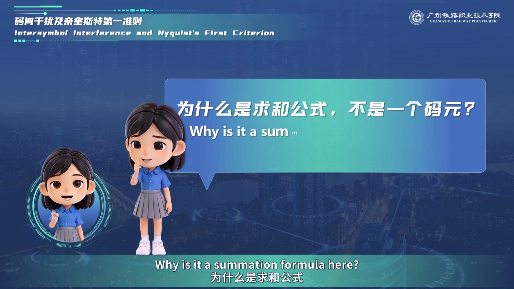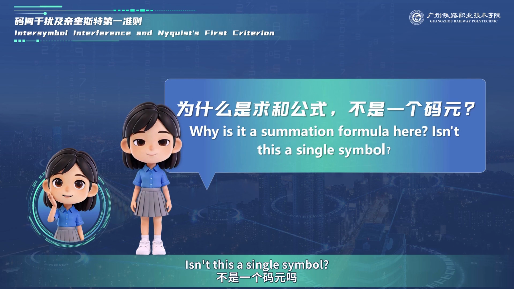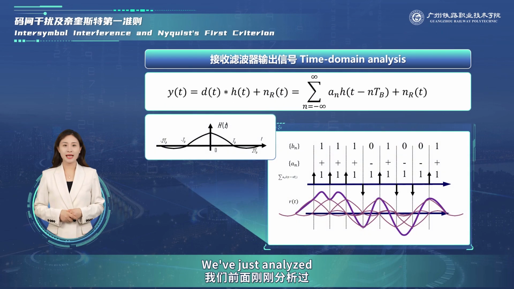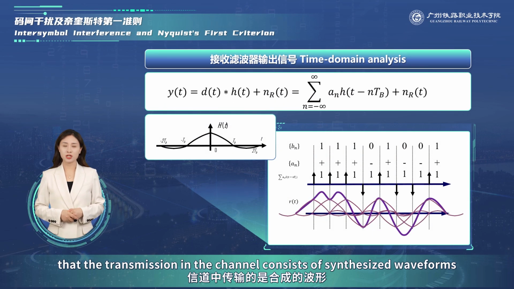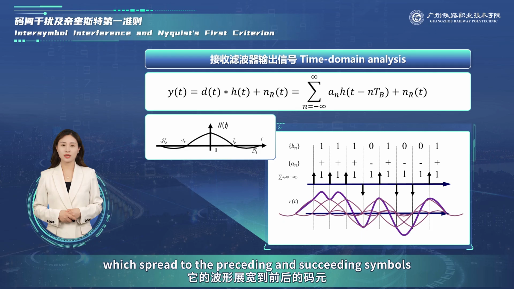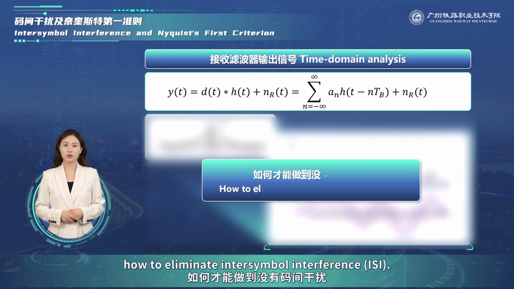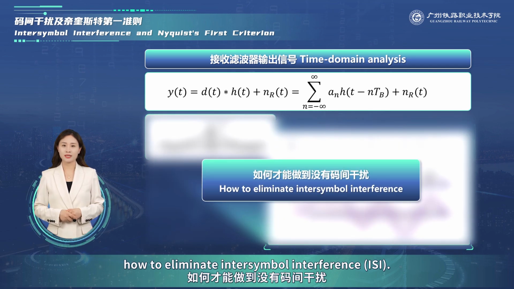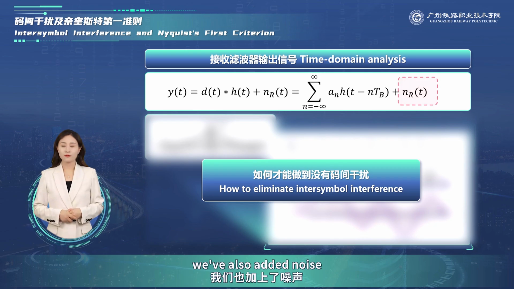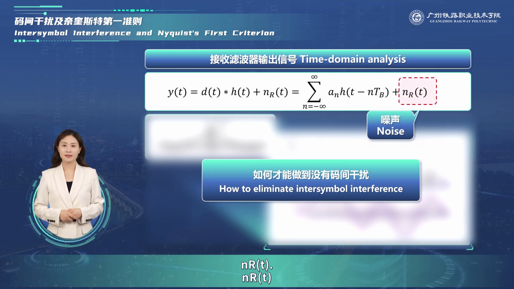Why is it a summation formula here? Isn't this a single symbol? We've just analyzed that the transmission in the channel consists of synthesized waveforms, which spread to the preceding and succeeding symbols. Now, let's quantitatively calculate how to eliminate intersymbol interference. Easy in this formula. We've also added noise, n_R(t).